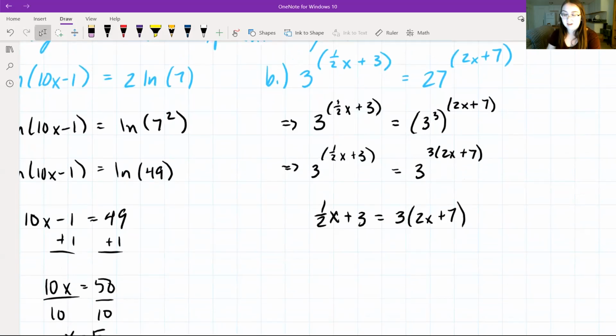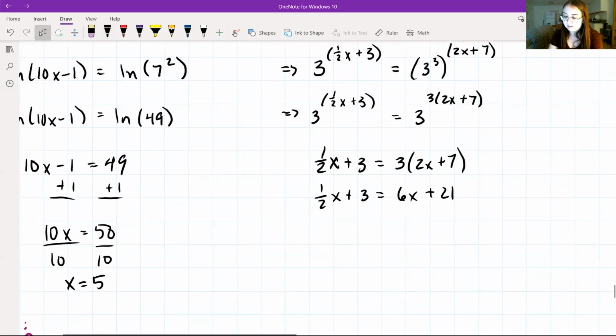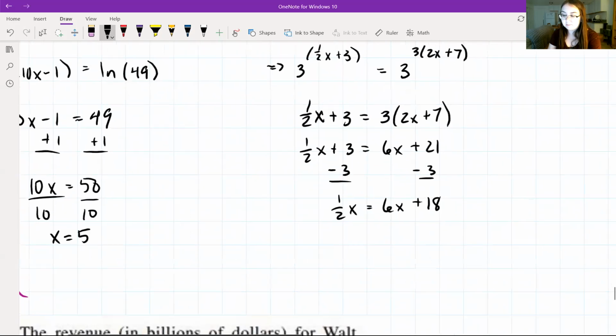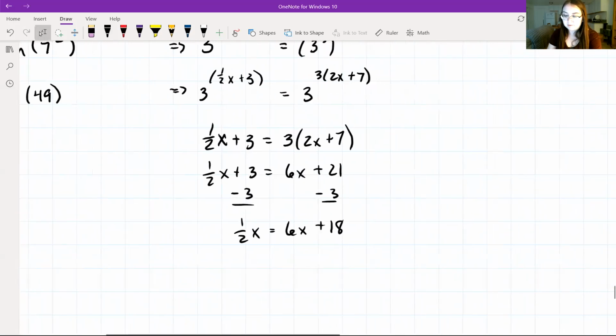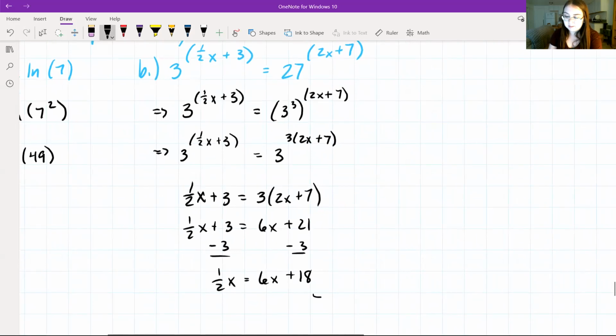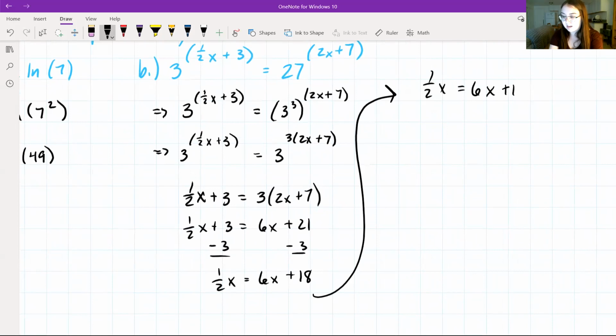Now we just solve for x. So first thing we really want to do is just distribute the 3. We end up getting 6x plus 21. And now we can subtract 3. This gives us 1/2 x is equal to 6x plus 18. And we're about to run into another problem, so let's pull this up here. So we have 1/2 x is equal to 6x plus 18.